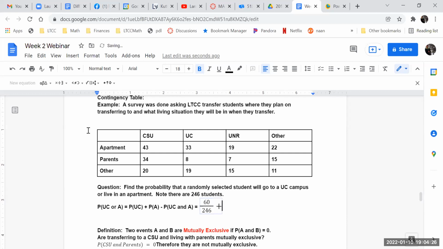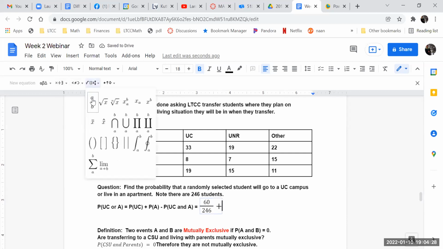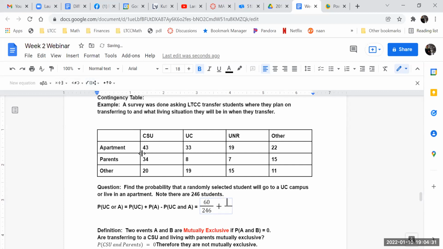Plus. Now we do the same thing for the probability of A. Probability of an apartment is 43 plus 33 plus 19 plus 22. 43 plus 33 is 76 plus 19 is 95. Plus 22 is 117. Any questions on that? And then the denominator is still 246, because that's how many people there are in the survey.